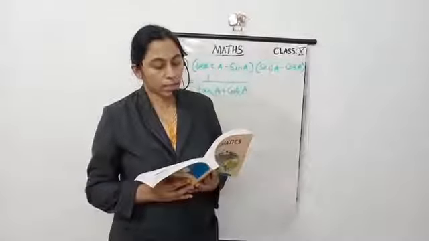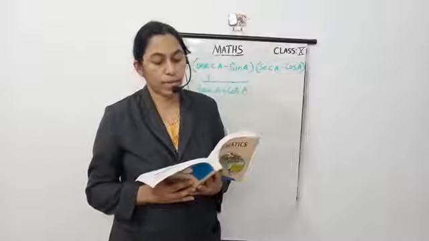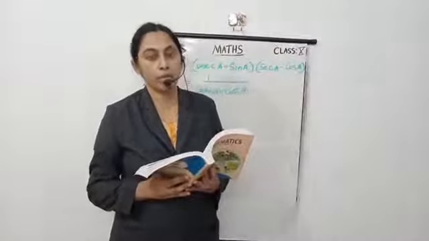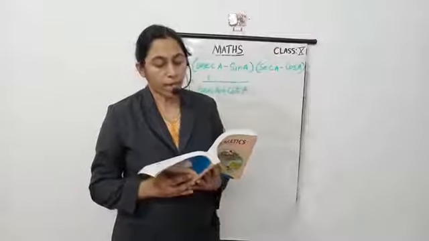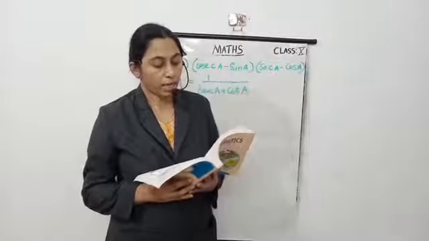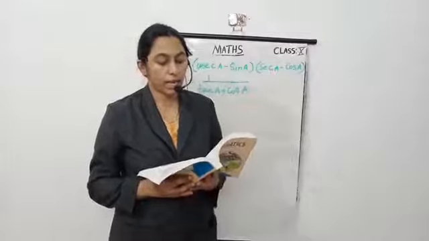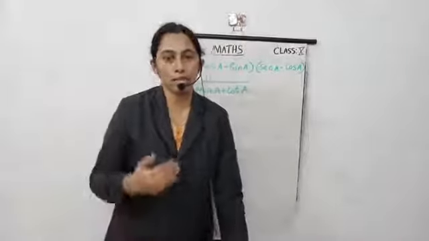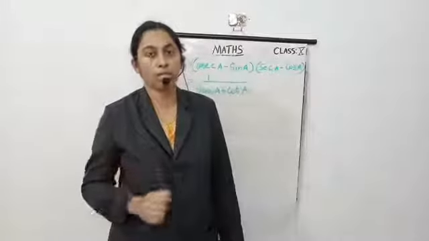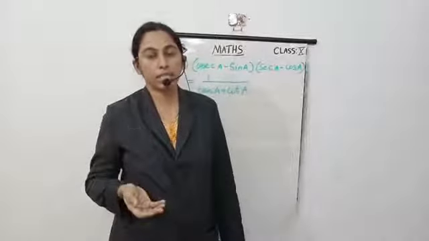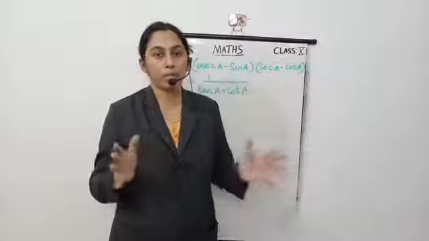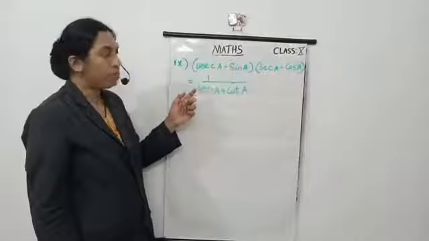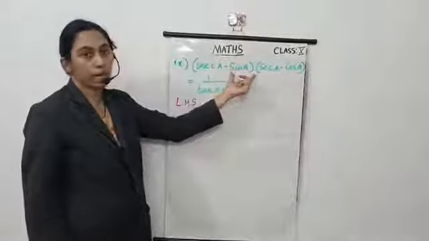Now question 9. Cosec A minus sin A into sec A minus cos A equals 1 by tan A plus cot A. Hint: simplify LHS and RHS separately. Here we need to simplify LHS, then we get one answer. Then simplify RHS, then we get one answer. Both are the same. Okay, so first we simplify LHS.